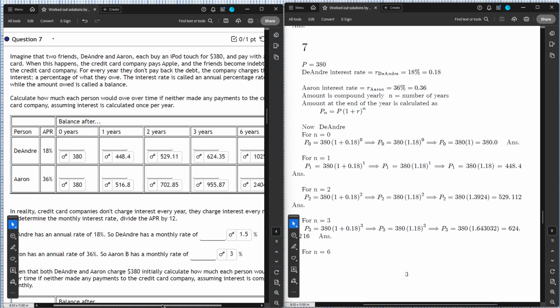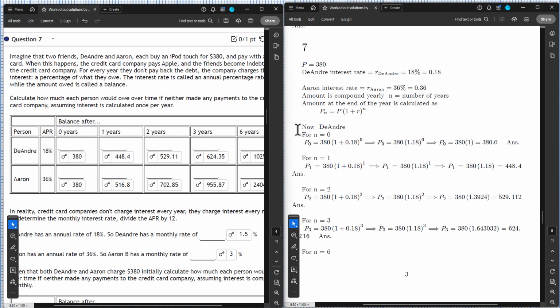Okay, so here the cost P is $380, and DeAndre's interest rate is 18%, and Aaron's interest rate is 36%, as a decimal. You can see that there. N is the number of years, and there's a formula there. The amount due at the end of the year is P sub N, which is equal to P times 1 plus R raised to the N power.